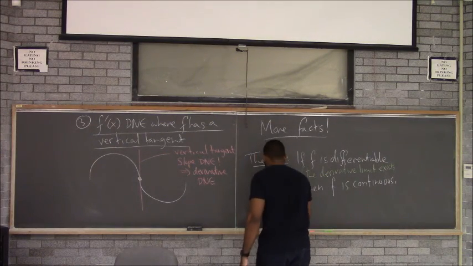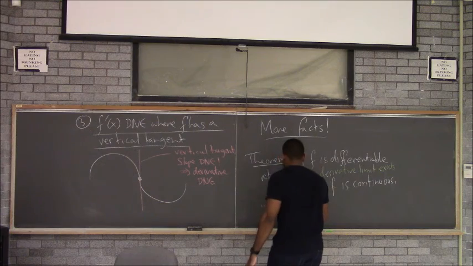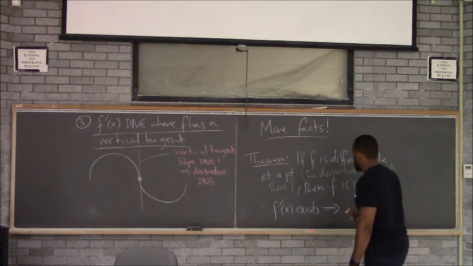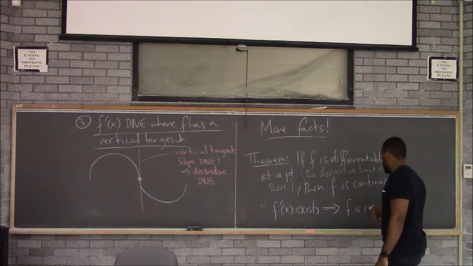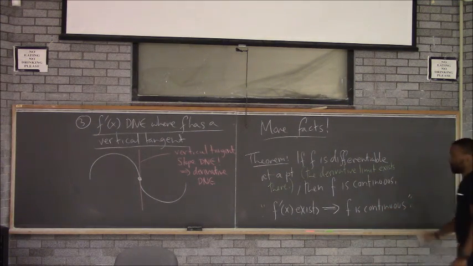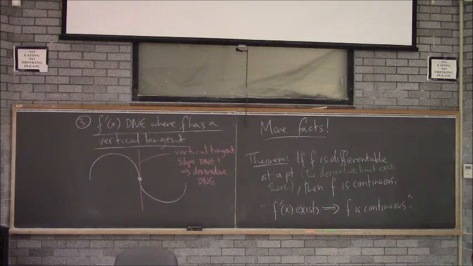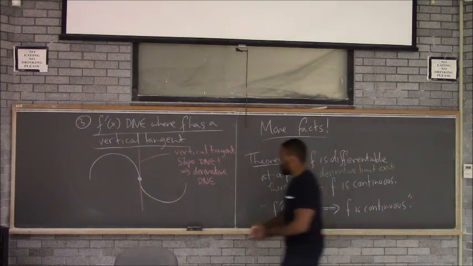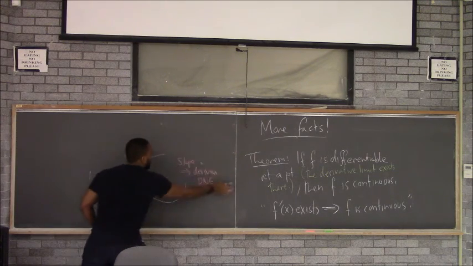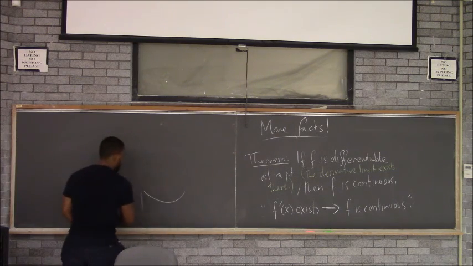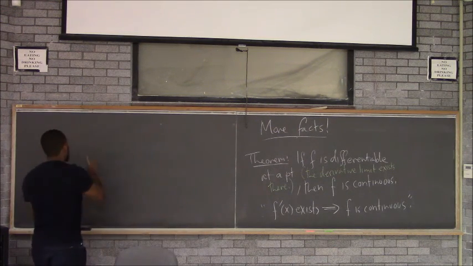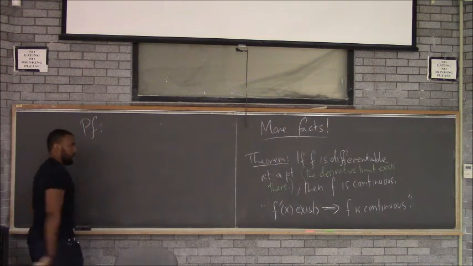And so f prime exists implies that f is continuous, at least at the points where the derivative exists. That's a very important fact, and I'm going to be proving some things for you where I'm going to use that fact. Let's do a short proof.